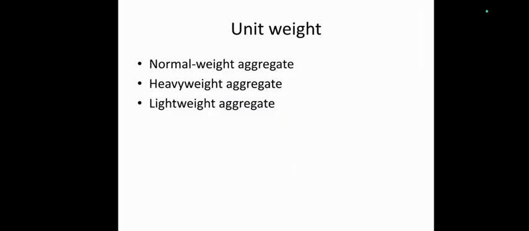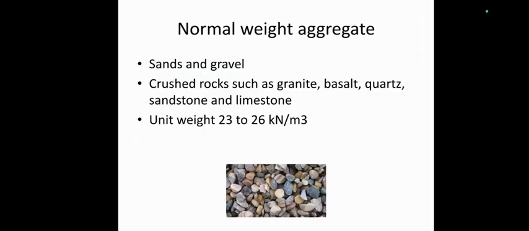Last classification is based on the unit weight. Based on the unit weight, it is classified as normal weight, heavy weight and light weight. Normal weight aggregates are obtained from granite, basalt, quartz, sandstone and limestone. Their unit weight will be between 23 to 26 kilonewton per meter cube.